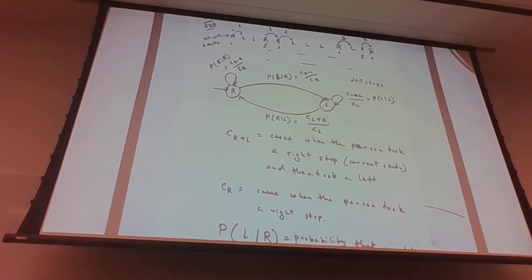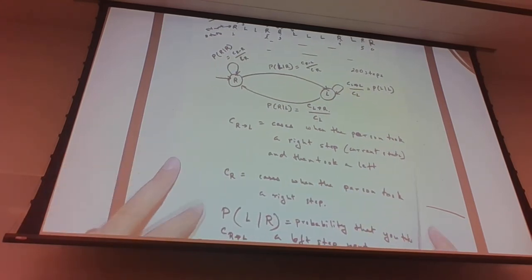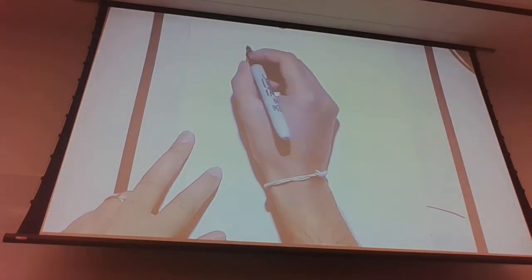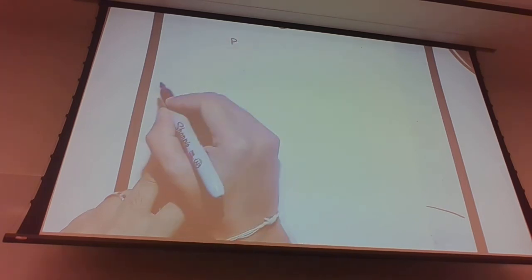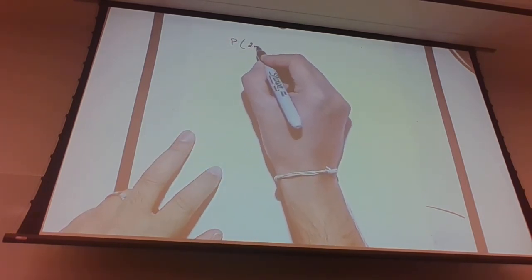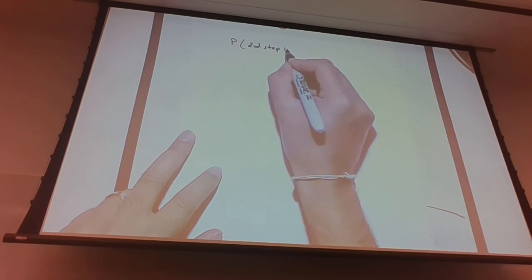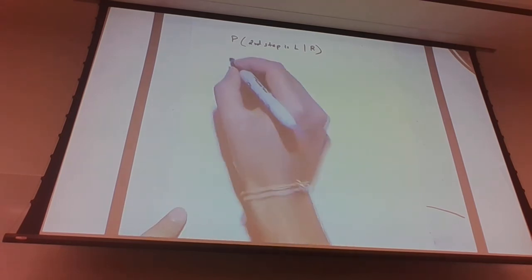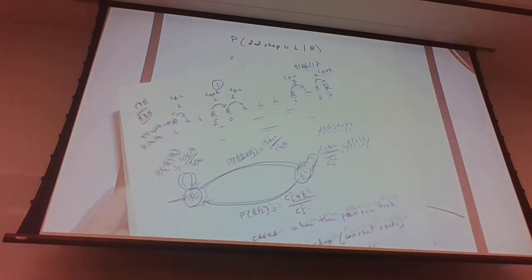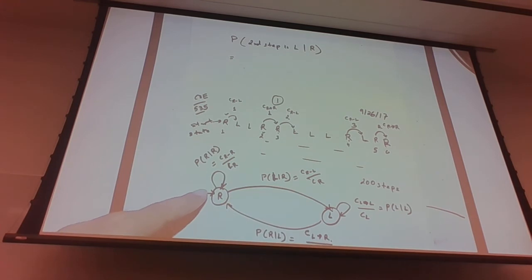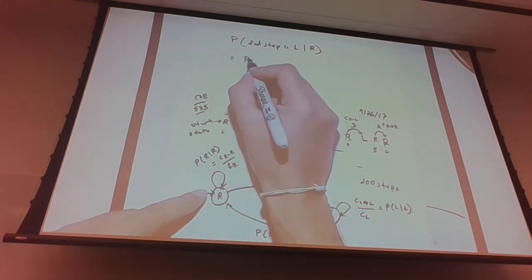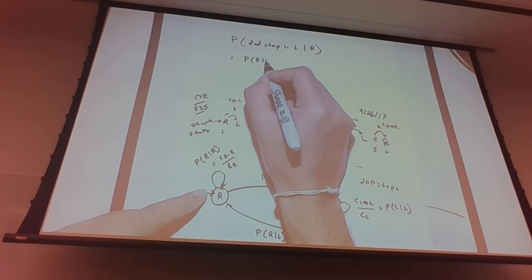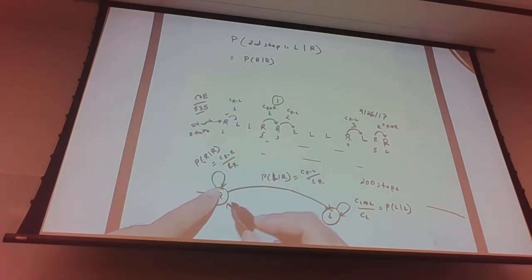So if we try to express that mathematically, what will happen? This is the probability that my second step is left, given that my current step is right. How do I write it? As he's saying, there are 2 possibilities. First you take the first step right. So what is the probability that I take the first step right? Then what is the probability that I take a left step from that right step?